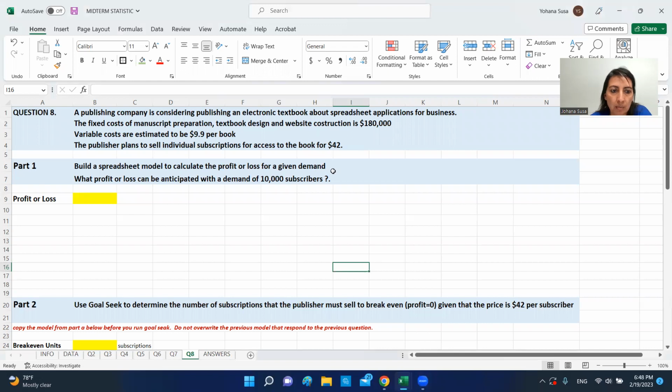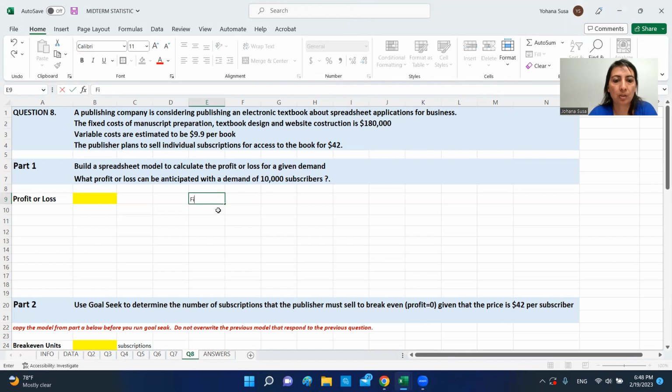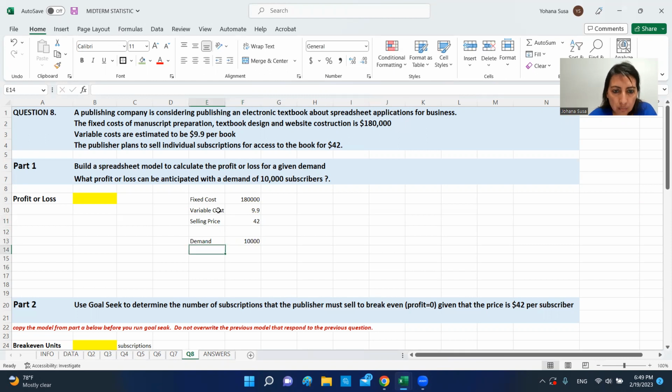or loss for a given demand. What profit or loss can be anticipated with a demand of 10,000 subscribers? So the first thing we have to create is the information, like the data input. So start with fixed costs, which is 180,000. Our variable cost is $9.90 per book. Our selling price is $42. Our demand is expected to be 10,000.